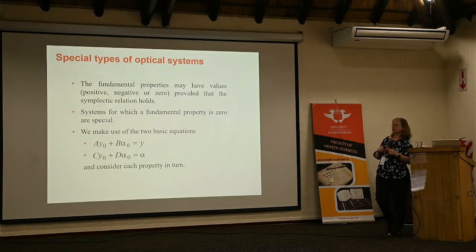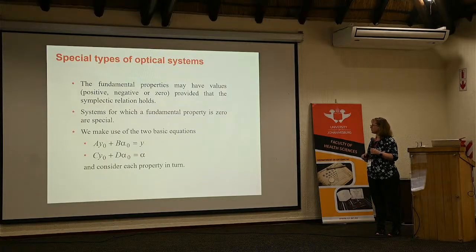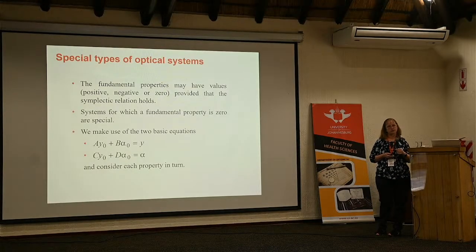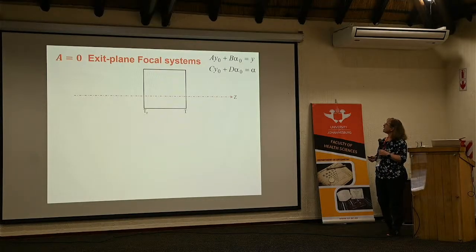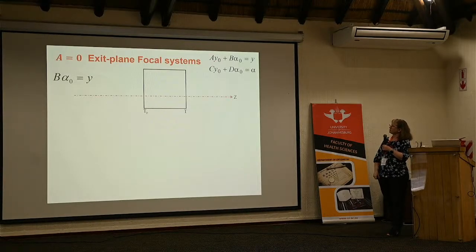We're going to make use of the two basic equations as we do this, and we're going to consider each of the A, B, C, D, equating it to 0 and see how it affects the system. Right. So we're going to start with A equals 0. And if we substitute A equals 0 into here, we are left with B alpha naught equals Y.